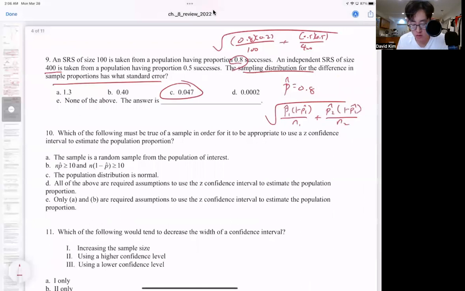Number 10, which of the following must be true of a sample in order for it to be appropriate to use a Z confidence interval? Well, there are a couple of conditions you need to keep in mind. I obviously see B as one of those. The sample is a random sample from the population of interest. The randomness has to be there. The population distribution is normal. That is not a necessity. All of the above are required. Nope, it's just B for this one, for number 10.